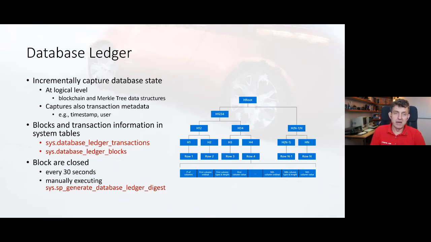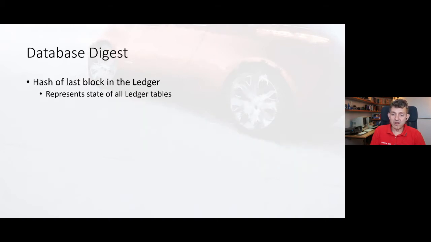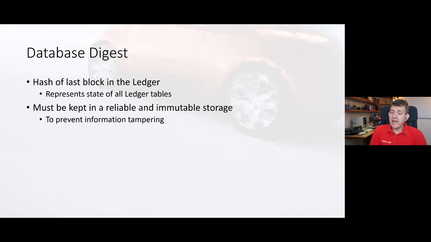This is to make the whole system more efficient. So what are these cryptographical proofs? They are what are called database digests. A digest is basically a hash of the last block on the ledgers. It represents the state of all ledger tables, since they are linked through these Merkle trees. Okay, and this digest must be kept in a reliable and immutable storage.